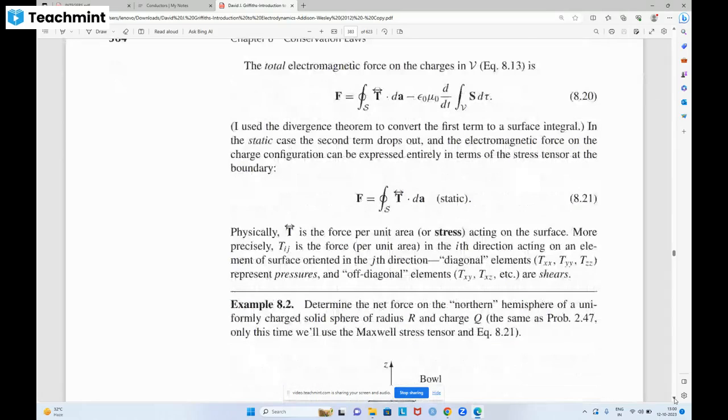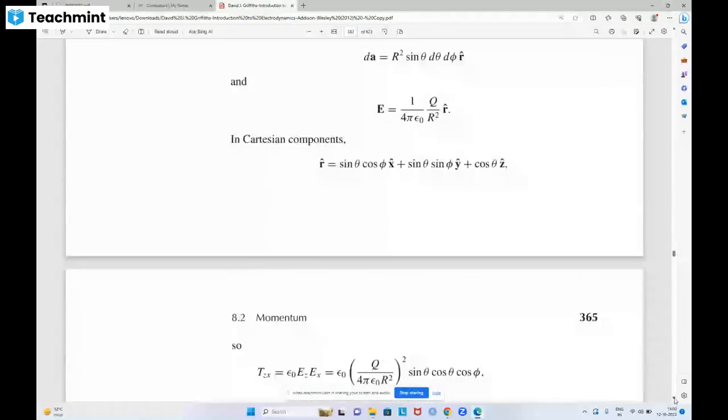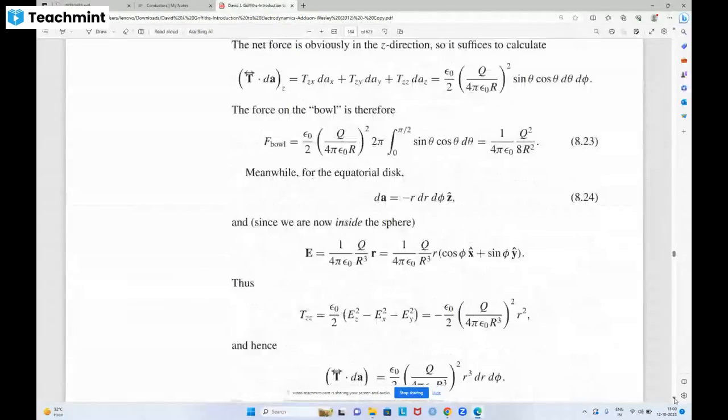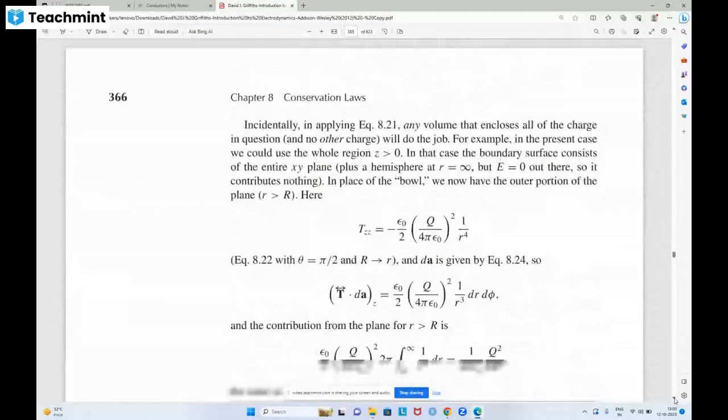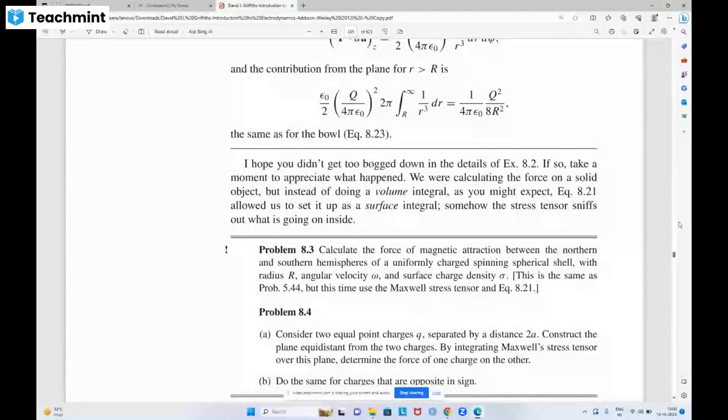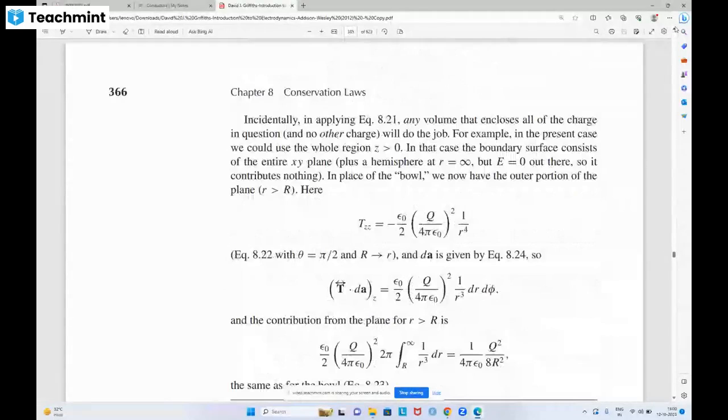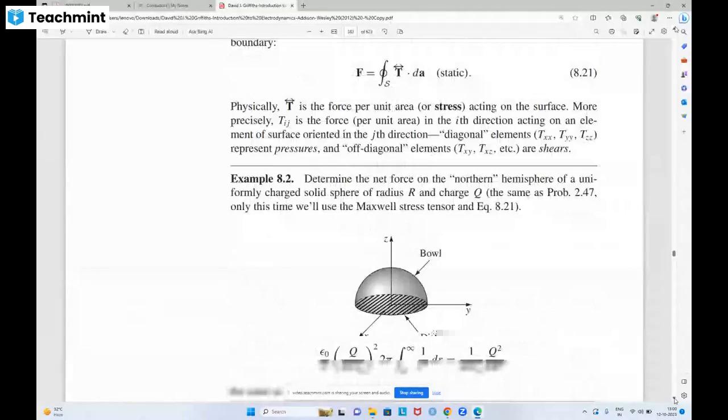So let us see this example. It will take time, so shall we do this example tomorrow? Okay, so we'll start from here tomorrow with example 8.